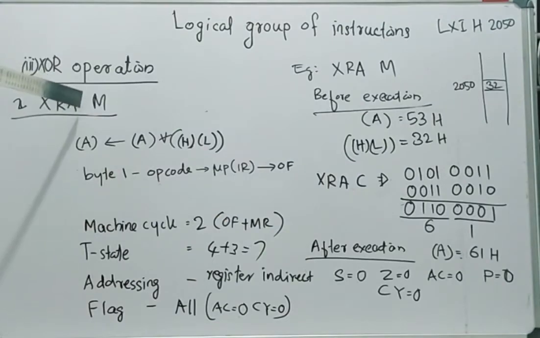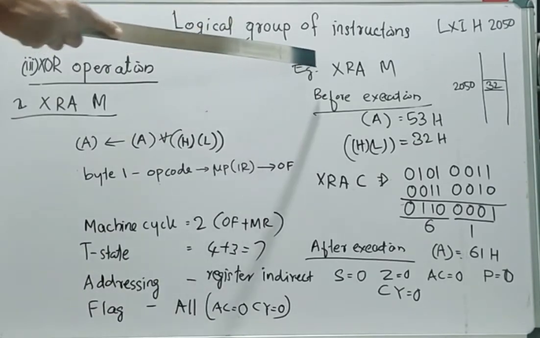As the address of the operand is not directly given in the instruction, but instead is given in a register pair, the addressing mode is register indirect addressing mode. All flags are affected. Auxiliary carry and carry are always 0.